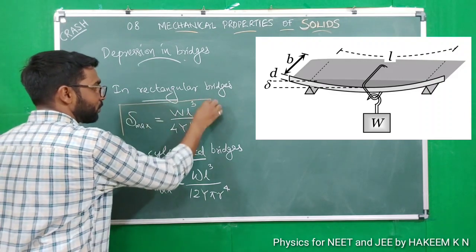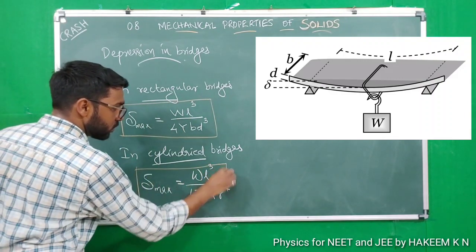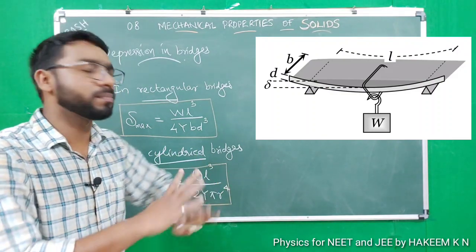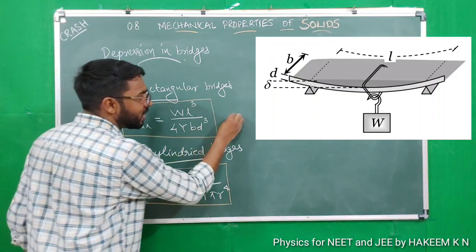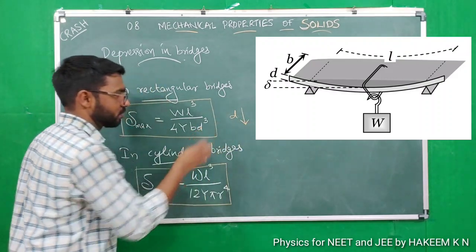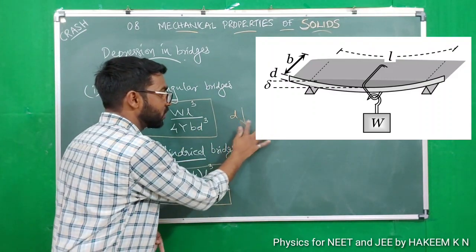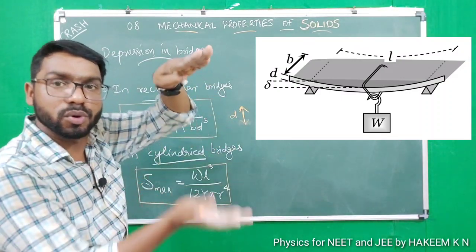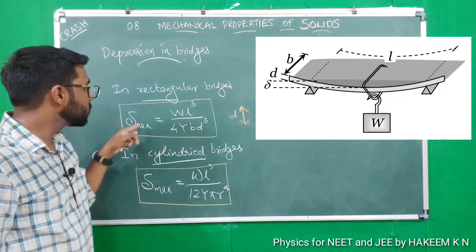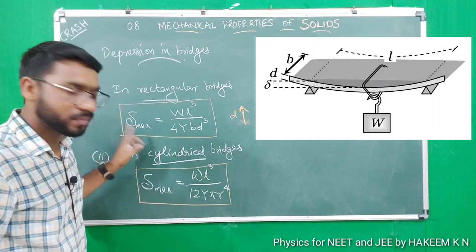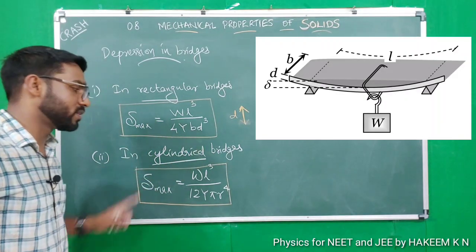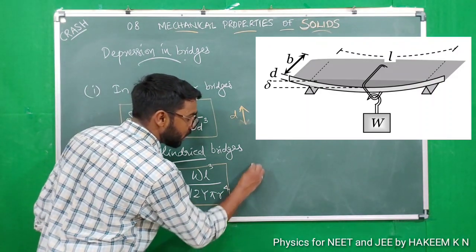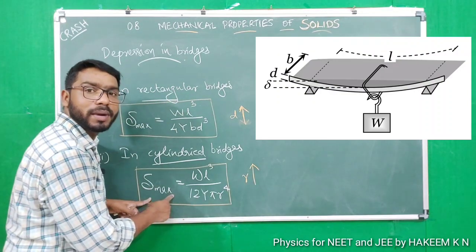Then you can see, to minimize depression in rectangular bridges, the depth or thickness should be increased to get minimum depression. And in cylindrical bridges, the radius should be increased to minimize depression.